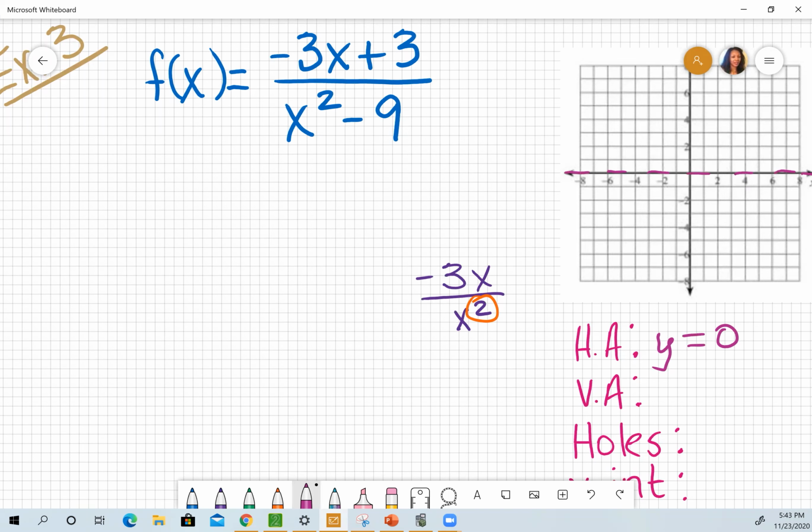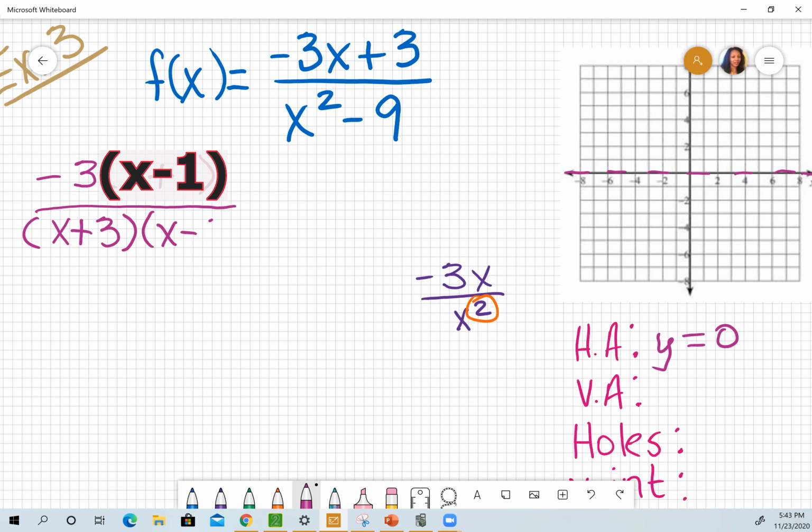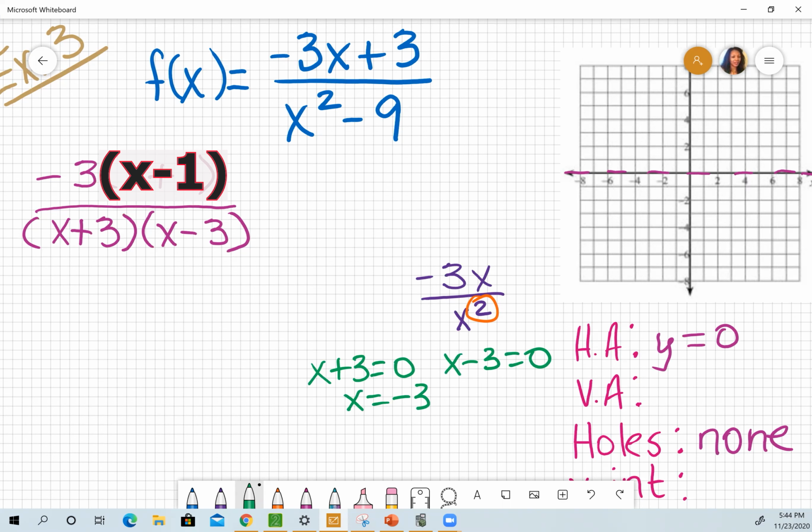My vertical asymptote, I want to go ahead and factor. And then in my denominator, that is a difference of 2 squares. So I have an x plus 3 times a x minus 3. I see that I do not have any holes, so I can just go ahead and write none. And then for my vertical asymptote, I see also that I have x plus 3 is equal to 0, and x minus 3 is equal to 0. When I solve for x, it's going to be negative 3 over here. When I solve for x, it will be positive 3. So for vertical asymptote, I have 2.